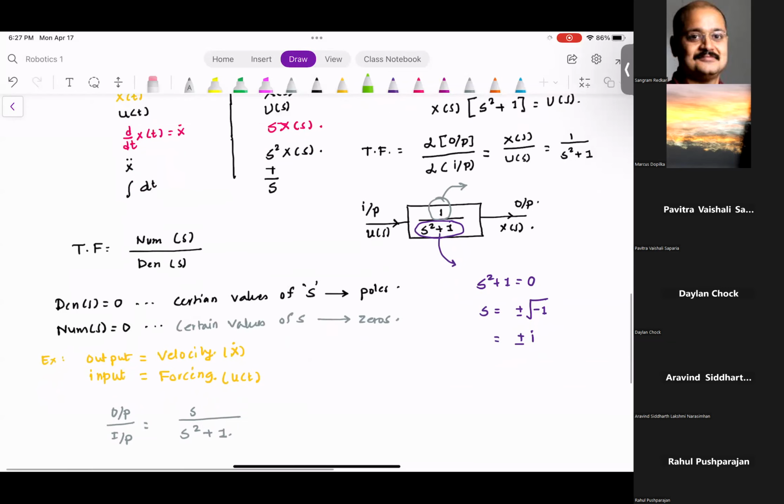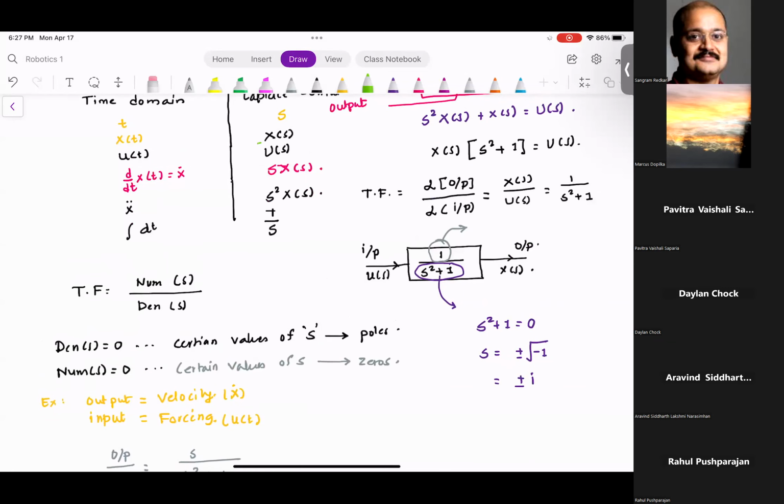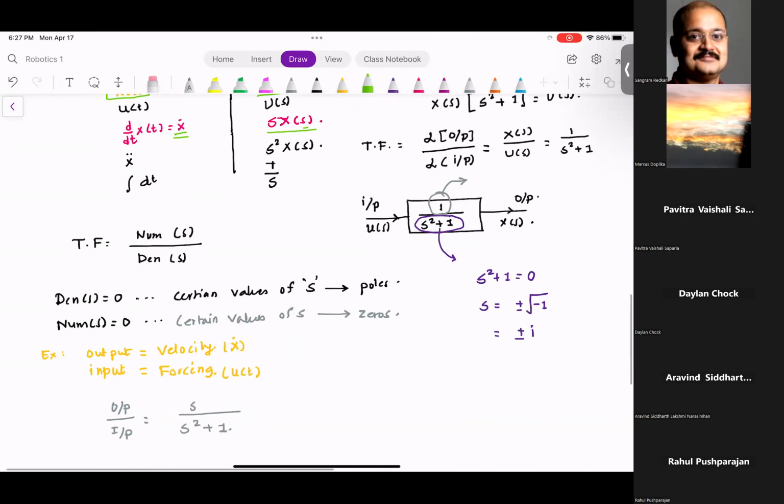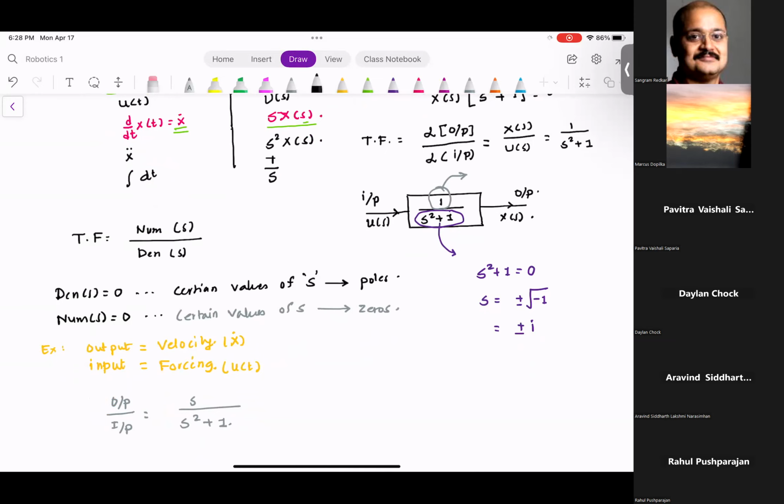Because please understand, we have x of s, which is x of t. If I want x dot, then I need to multiply by s multiplied by x of s. So my transfer function is this. Here, I now have a numerator that is a function of s. So s is equal to 0 is the zero of this transfer function. The previous transfer function does not have zeros.